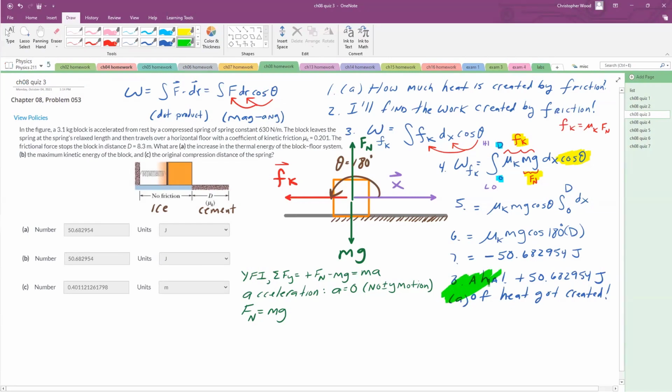All that friction work does something. Why do you do work? You do work to produce something. And what gets produced here? Heat. Sometimes you want to produce heat. Sometimes you want to avoid producing heat. But that's how much heat got created. Part B says the maximum kinetic energy of the block.